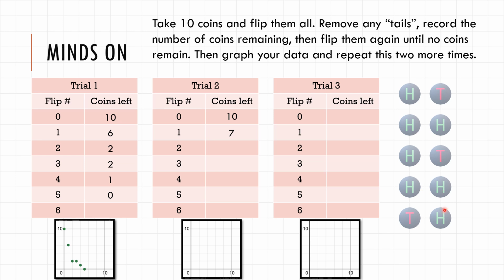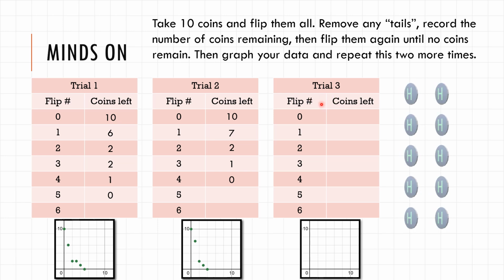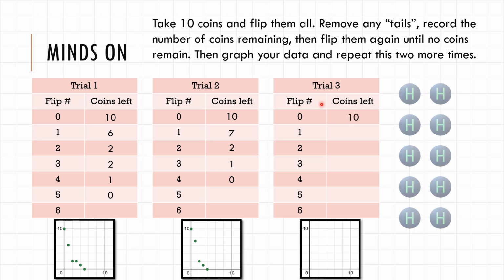1, 2, 3, 4, 5, 6, 7 coins remaining. Now just 2 coins remaining. 1 coin remaining. And finally, none. So this time it only took 4 flips to get down to 0. And let's plot that on my graph right there. And then in trial 3, let's start back up at 10.